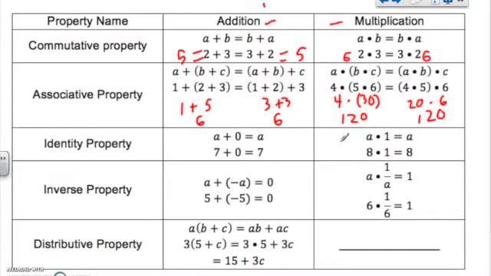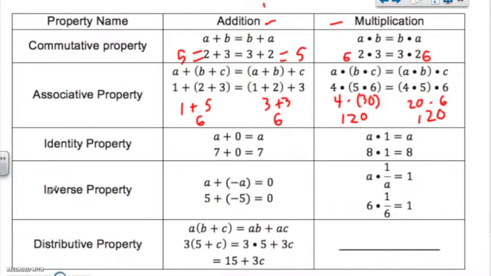Multiplication is pretty similar. The only difference is instead of using 0 this time, we use 1. So 1 times anything is going to give us what we started with. So 8 times 1 would give us 8. If we put in general terms A, where A was any number, A times 1 equals A.